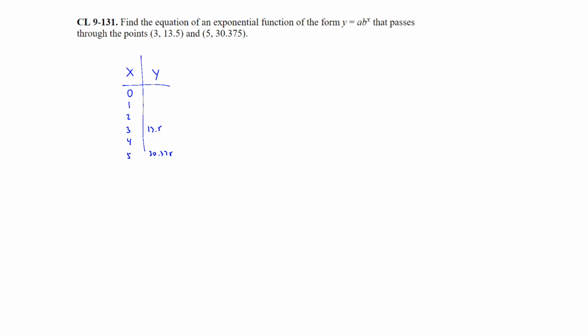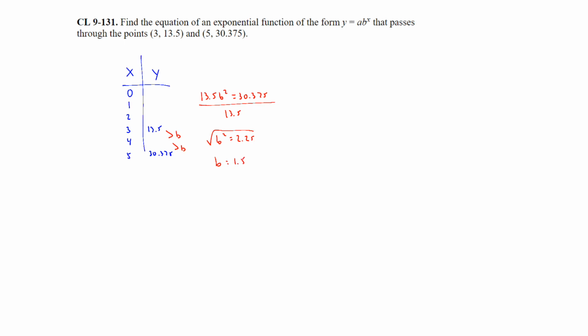30.375. So we know that we have to multiply by this multiplier of b to get to the next term. So on this one, if we take 13.5 times b, or b squared, we should get a value of 30.375. So we can take this and solve this equation by dividing by 13.5. And we get b squared is equal to 2.25, and then we square root 2.25, and we get b is 1.5.